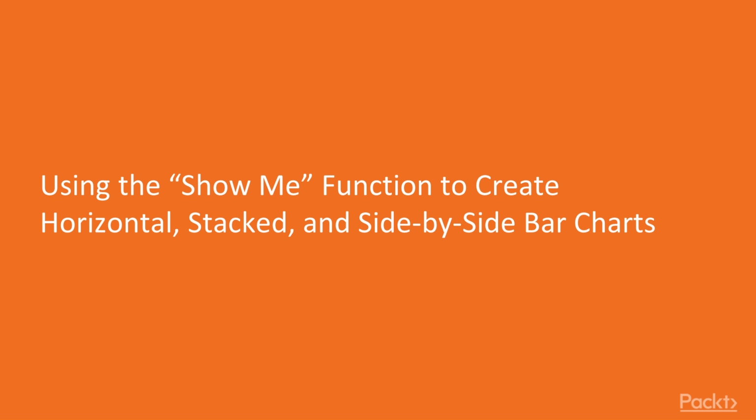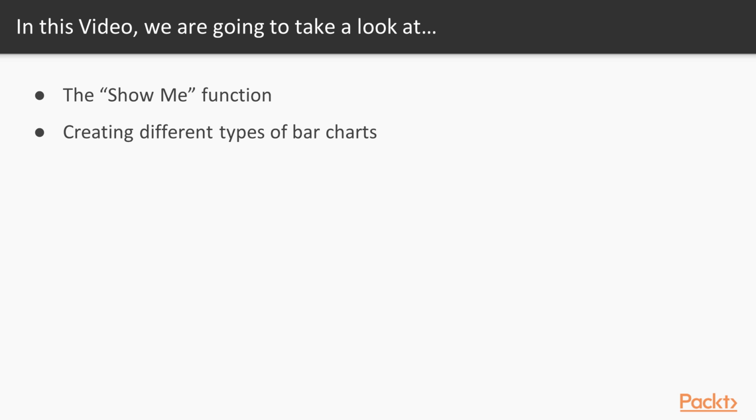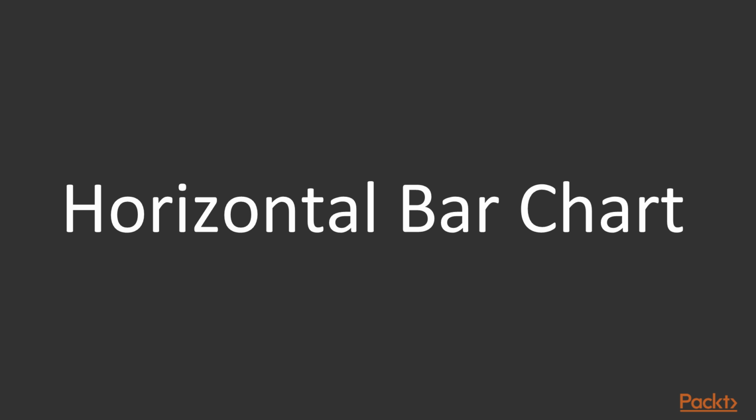So let's get into the first video, which is talking about the Show Me function to create horizontal, stacked, and side-by-side bar charts. And of course, that's what we're going to be talking about, the Show Me function and then creating different types of bar charts. So first we're going to tackle the horizontal bar chart.